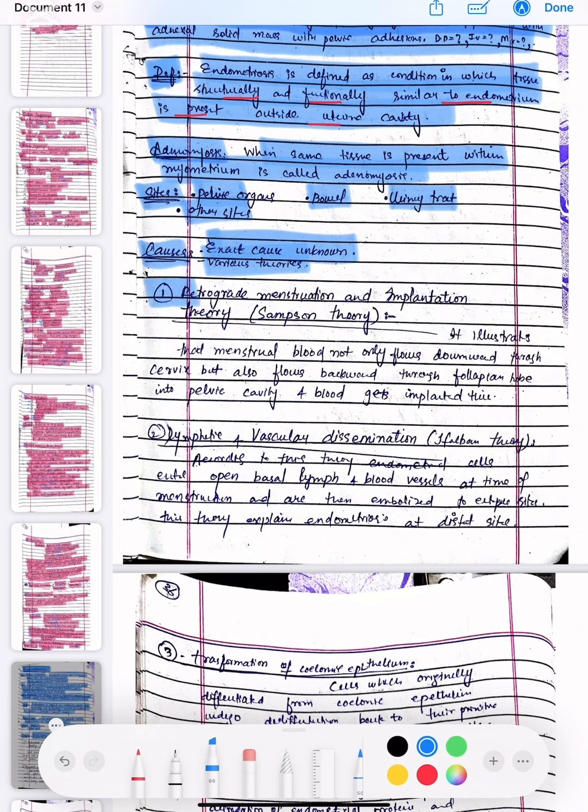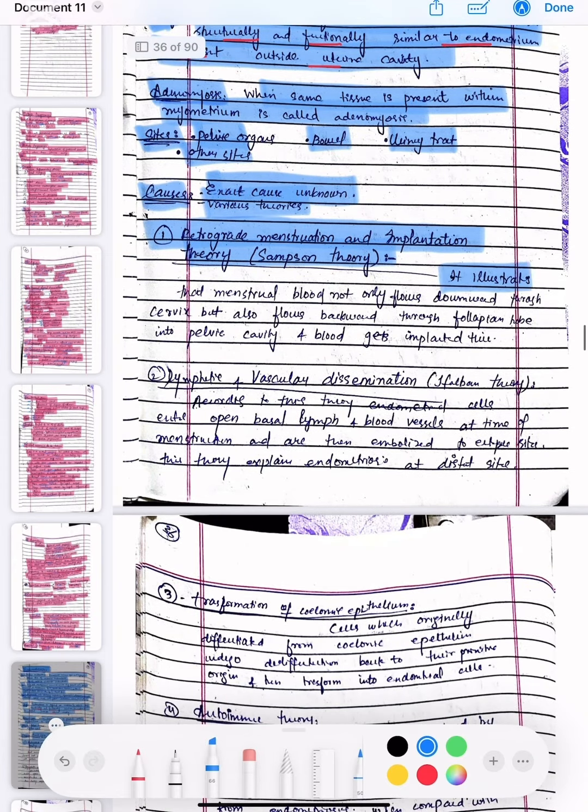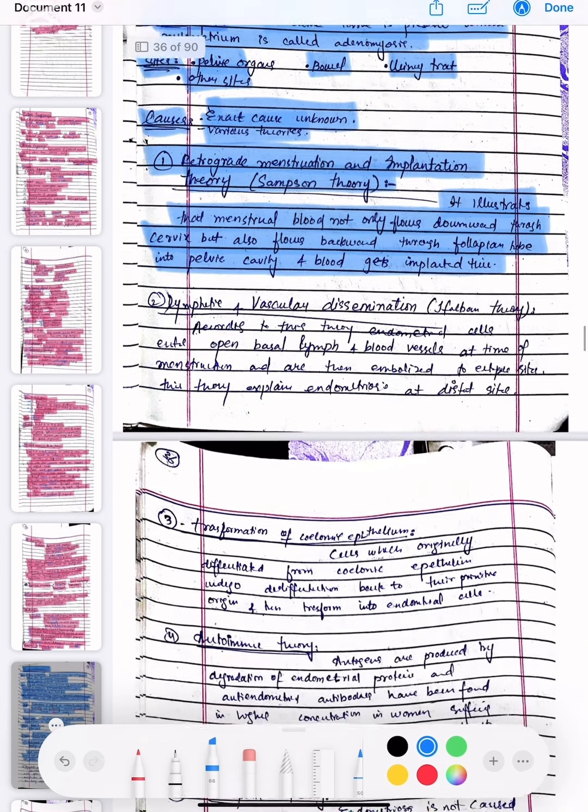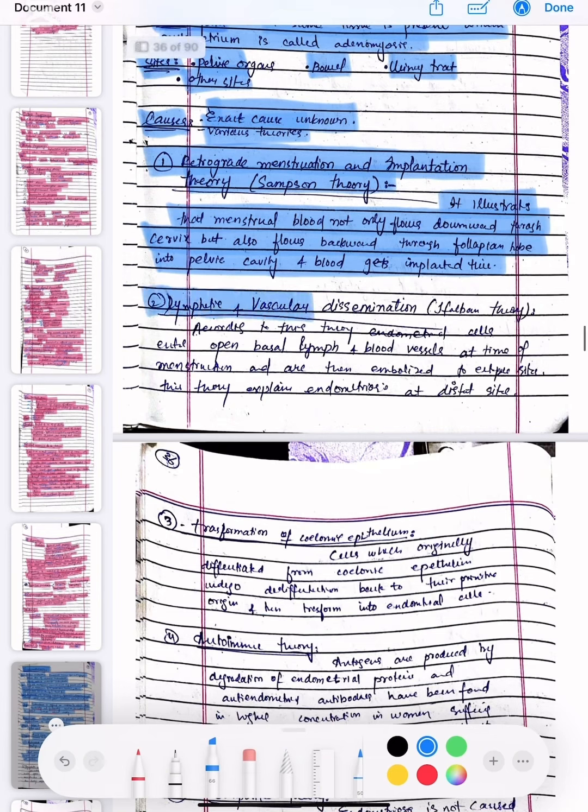The first one is the retrograde menstruation and implantation theory, which is also known as Sampson's theory. It illustrates that menstrual blood not only flows downward through the cervix but also flows backward through the fallopian tube into the pelvic cavity and gets implanted there. Another theory is lymphatic and vascular dissemination, that is Halban's theory. According to this theory, endometrial cells enter open basal lymph and blood vessels at the time of menstruation and are then embolized to ectopic sites. This theory explains endometriosis at distant sites.